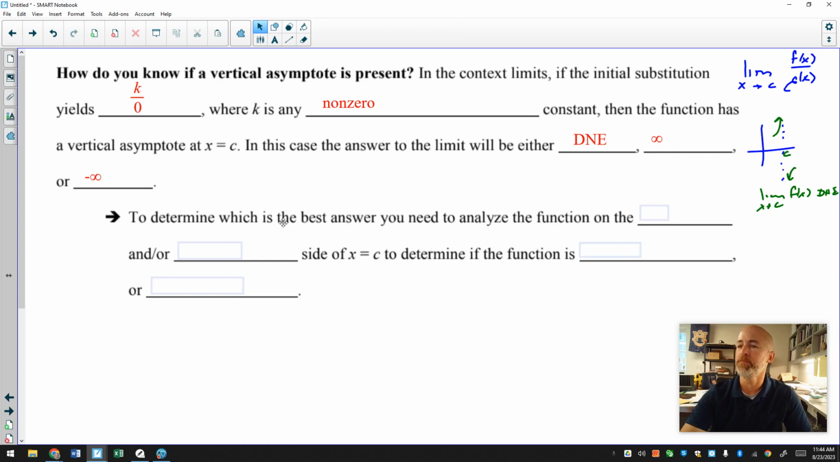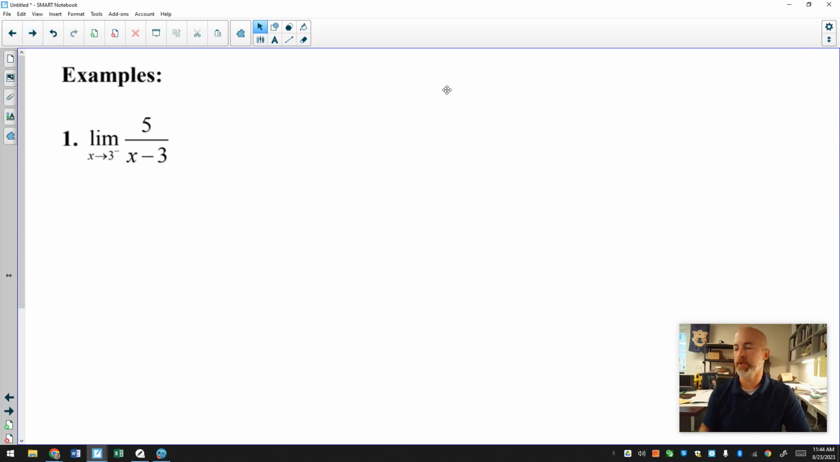Okay, so to determine the best answer, should we answer DNE, should we answer infinity or negative infinity? What we would have to do is analyze the function on the left side and/or the right side of C, and we're trying to determine if the function is going to be positive or negative. And the sign of the function would obviously be the sign of the infinity that you answer with. So let's look at a few examples. I think I only have 3 because the concept is not as complicated as some of the other limiting techniques we've done.